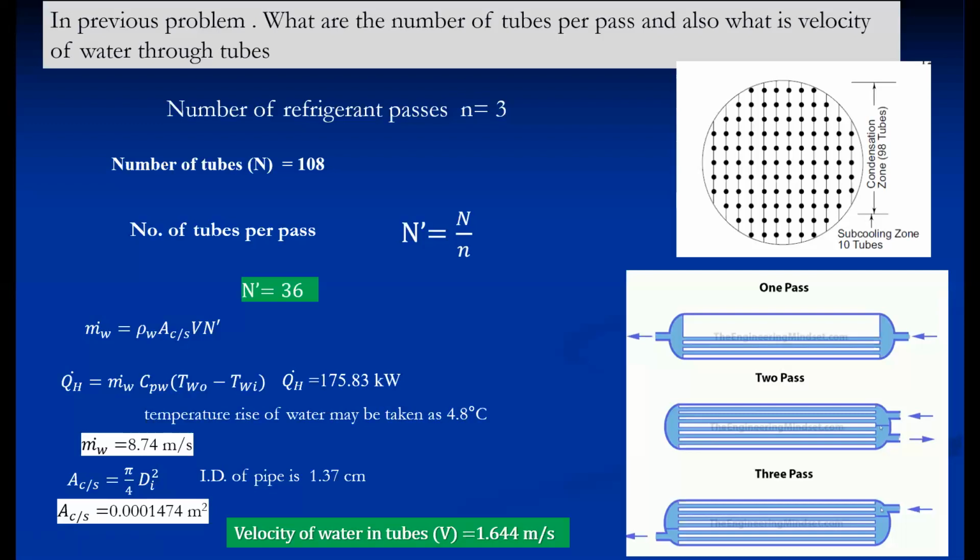So the ratio of the enhancement factor and the penalty factor should be greater than 1, because enhancement of heat transfer comes with a penalty factor, which means an increase in the pumping power. So it should be less. That limit is generally 3 meter per second. So here it is 3 meter per second.